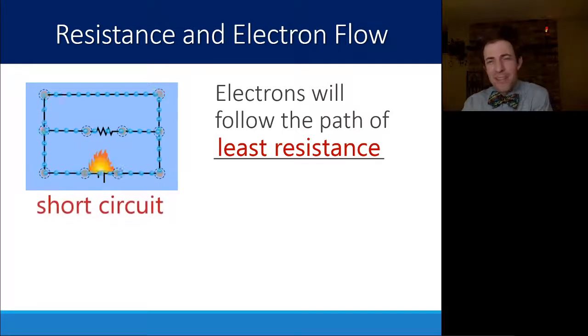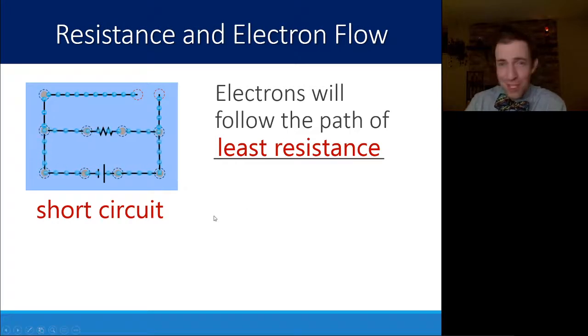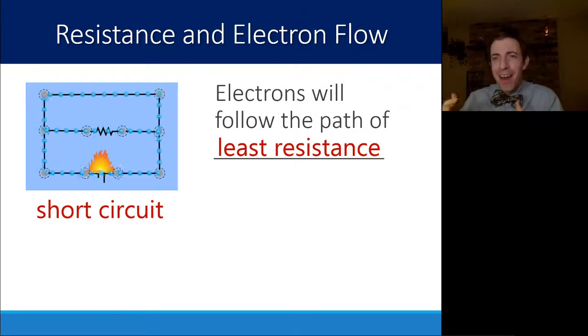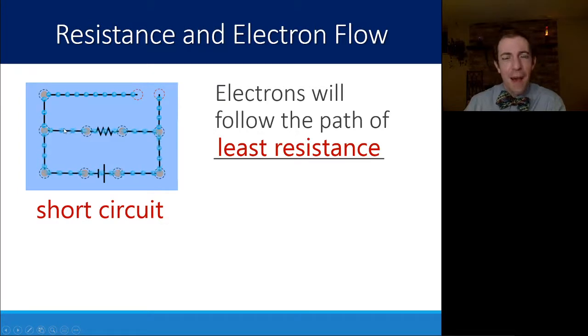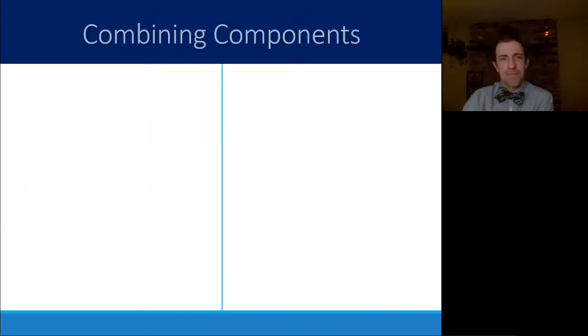This is known as a short circuit, and it is the most dramatic example of this, where all the electrons are following that path of no resistance. Most cases are going to be some variation on this, where electrons will still flow in both pathways, but to different extents, and we'll see that in a little bit. But the electrons are more likely to follow the path of least or lesser resistance.